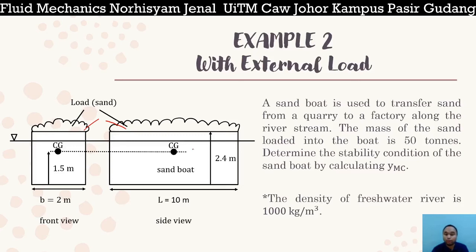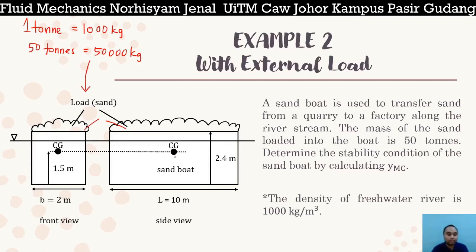Okay, so from here we see that the mass of the sand loaded is 50 tons. 1 ton is equal to 1000 kilogram. So 50 tons is equal to 50,000 kilogram. So the load or the mass of the sand is 50,000 kilogram.